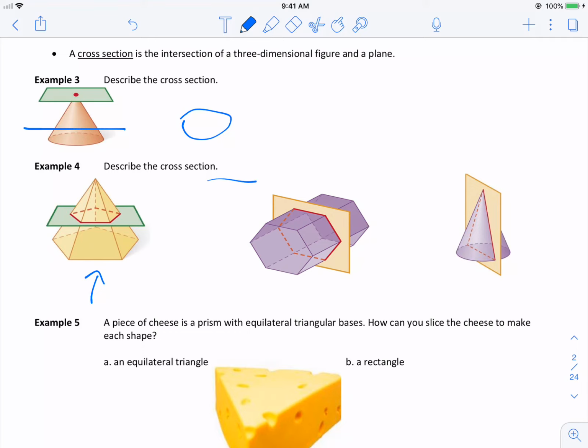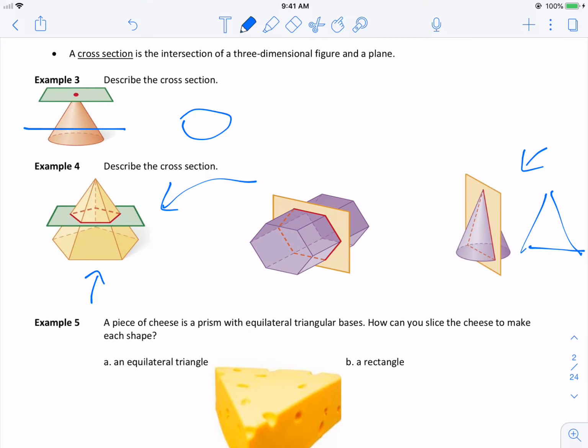Unlike the previous cross-section, because we're getting smaller as we went up the pyramid, it would be a similar figure. It wouldn't be congruent though. With our third example here, we have a cone, and we're slicing down vertically right through that top vertex. So we can see that the cross-section in this case would be a triangle.